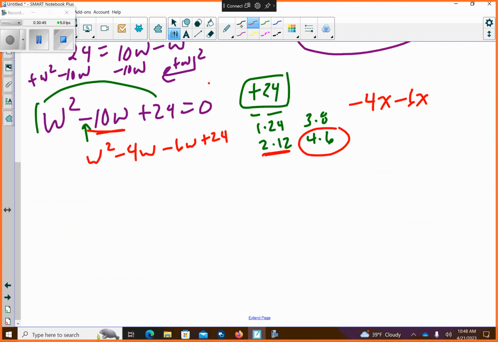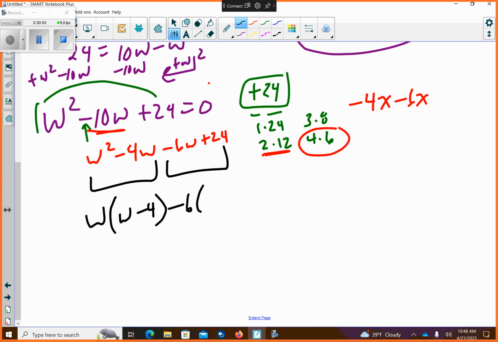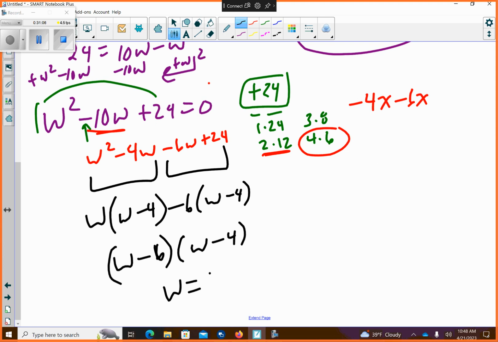Extend my page. Looks like I have a w in common here. That leaves me w minus 4. Take out a negative 6, w minus 4. So I get an answer of w minus 6 and w minus 4. So w is equal to 6 and 4. Are those both positive numbers?